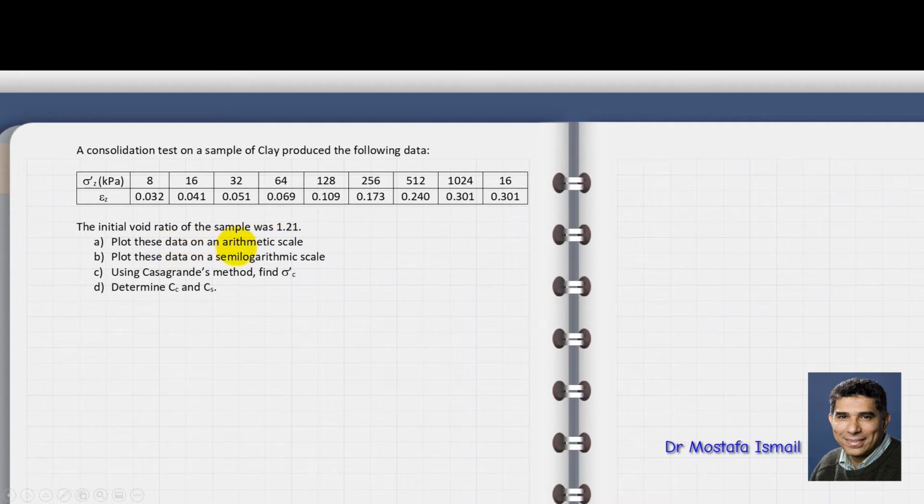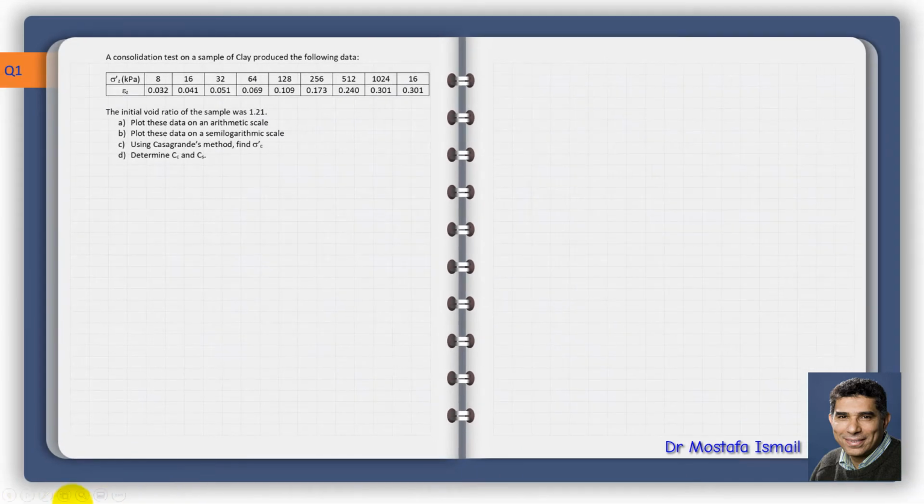Required, first, is to plot the data on an arithmetic scale, and then the same data to be plotted on a semi-logarithmic scale, and then we use the data to determine the pre-consolidation pressure sigma dash C using the Casagrande method, and finally we determine the compression index C sub C and also the swelling index C sub S. Let us see the solution strategy for a problem of that nature.